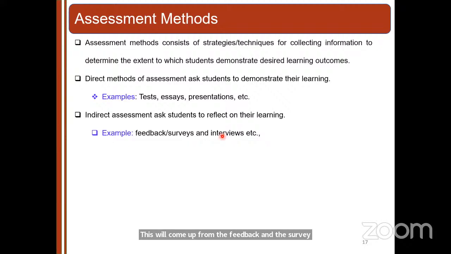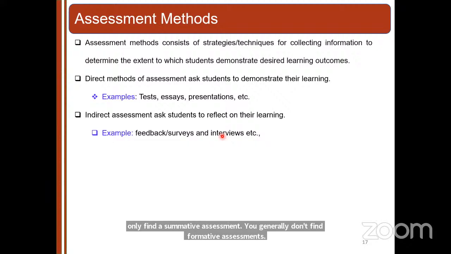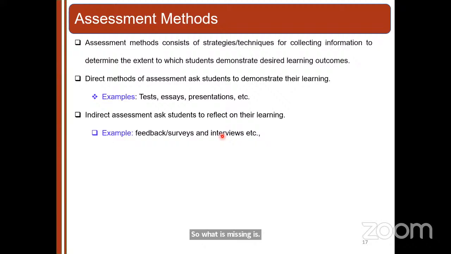Now, a very important part in the assessment is how we actually give weightage to these direct and indirect methods. Most of the colleges here only take the direct method of assessment. 100% weightage is given to the direct method. And if you double click on the direct method, you only find summative assessment. You generally don't find formative assessments. So what is missing is formative, summative, direct, indirect. Formative is missing and indirect assessment is also missing. So you are actually assessing and evaluating only 50% of the criteria.